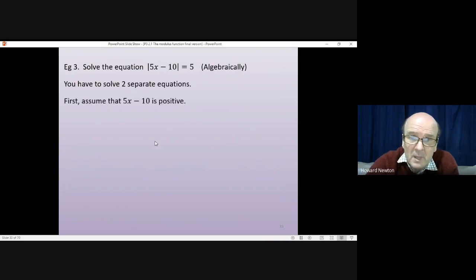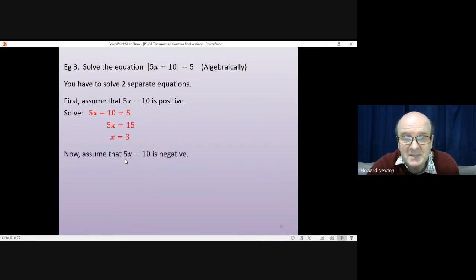To begin with, you assume that 5x minus 10 is positive. Now, if 5x minus 10 is positive, then the modulus does nothing at all, and you can just take the modulus signs away. And all you have is the normal equation, 5x minus 10 equals 5, which you solve in the normal way. You get 5x equals 15, x equals 3. And x equals 3 was, I think, the second of the two solutions we had just now.